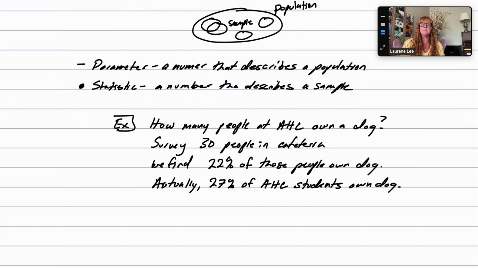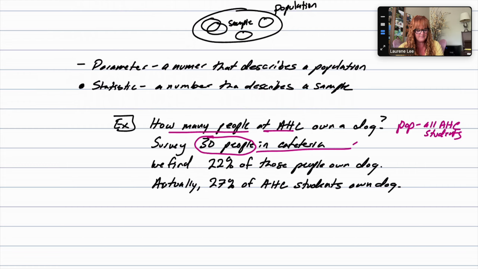All right, let's label some things with vocab words. So the first thing is, what's the population? Hopefully you're thinking to yourself, all Allen Hancock students, because that has to do with our main question. How many people at Allen Hancock? And so the population is all of whoever we're interested in. What's the sample? The sample is these 30 people. It's the small group out of the population that we poll.